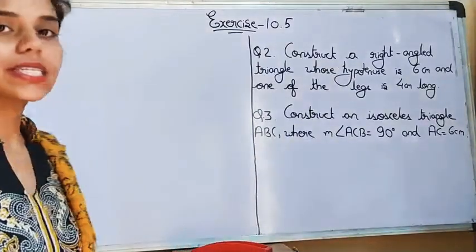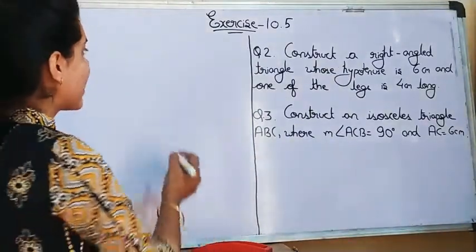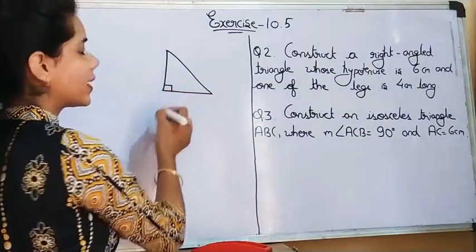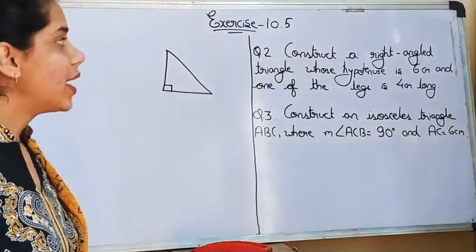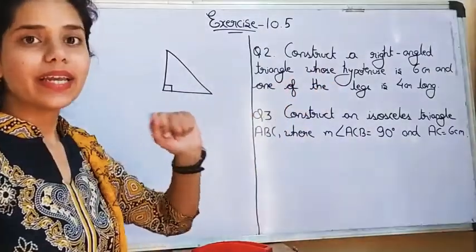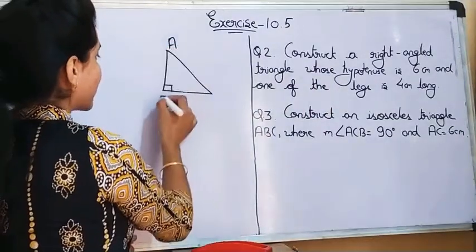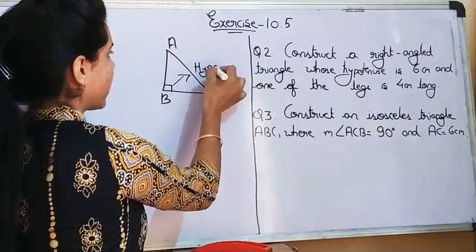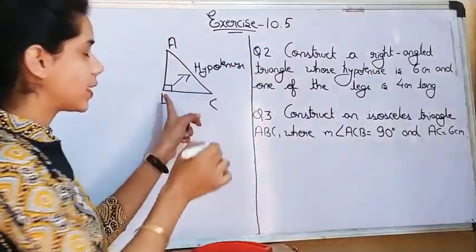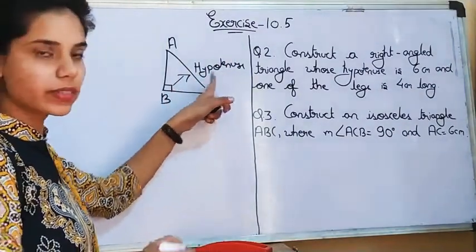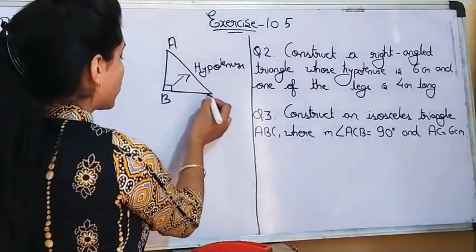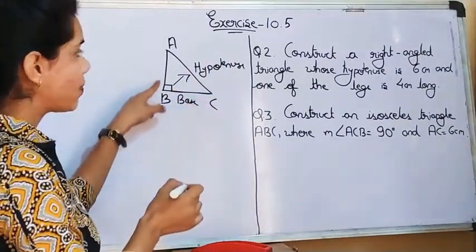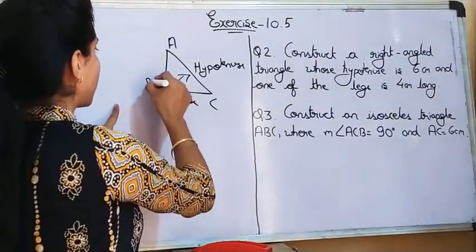So what is a right angle triangle? A right angle triangle means a triangle which makes a 90-degree angle. Now hypotenuse: in any right angle triangle, the side opposite to this angle is known as the hypotenuse. The line on which the 90 degree is made is known as the base, and the line which makes the 90 degree angle is known as the perpendicular.